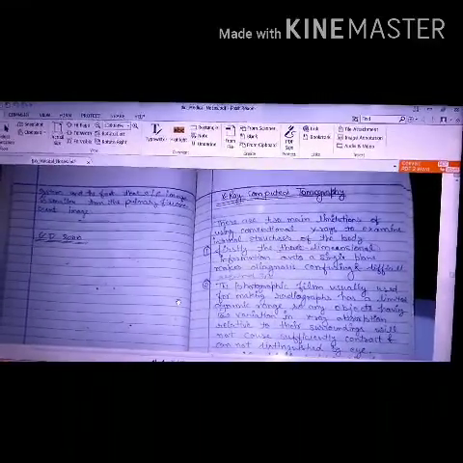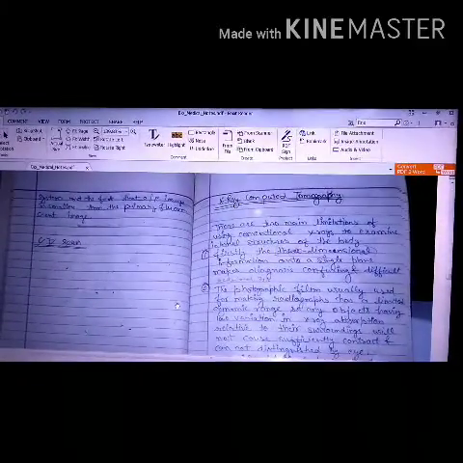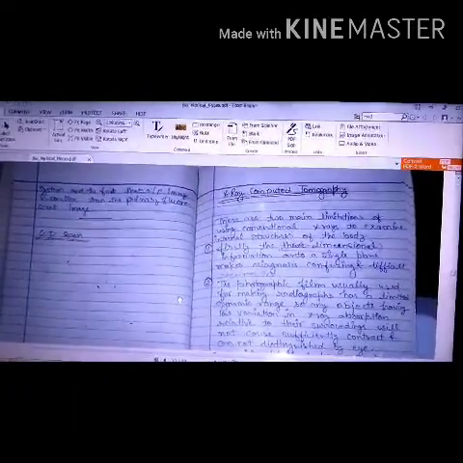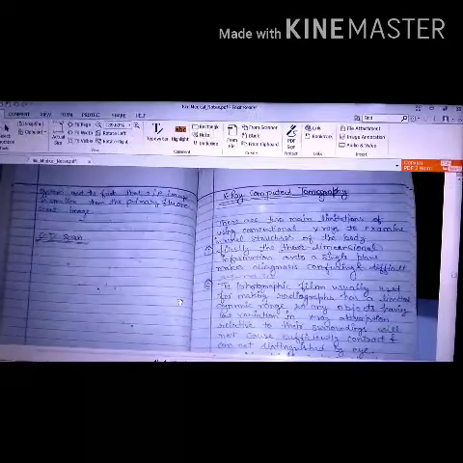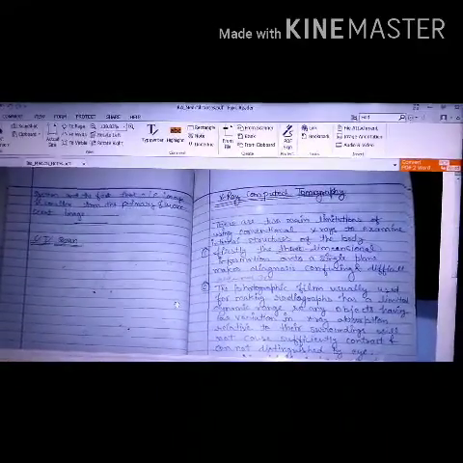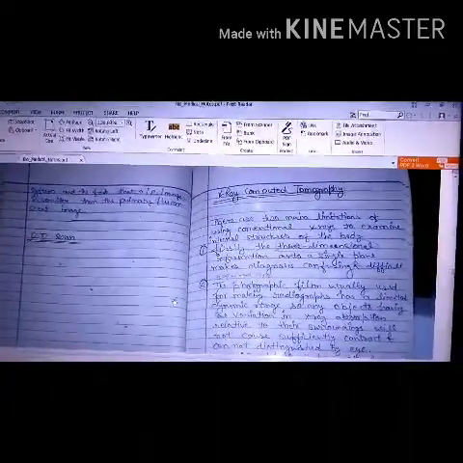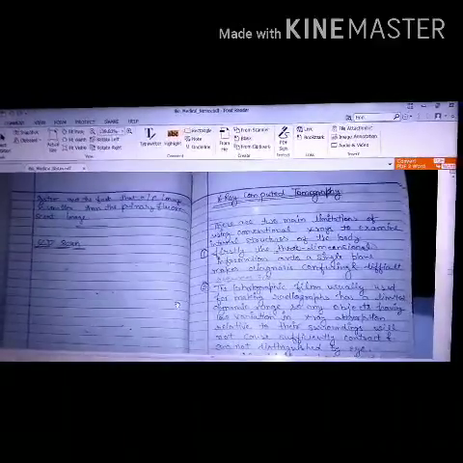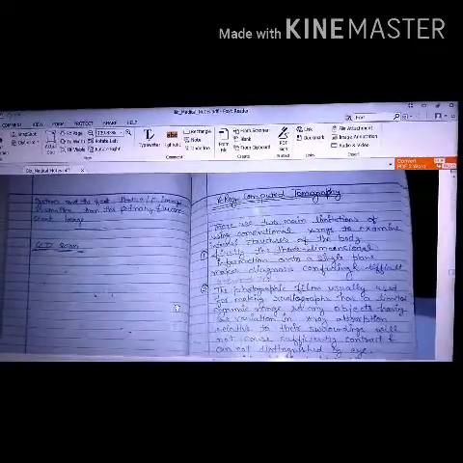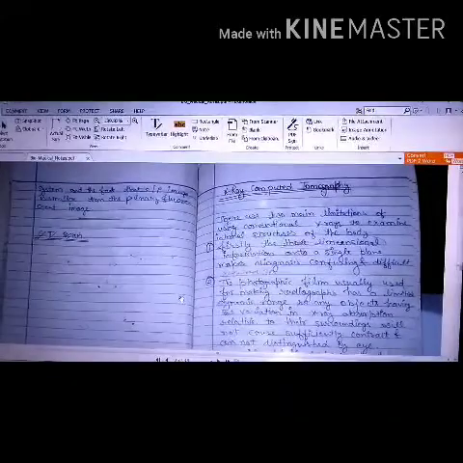Because of these disadvantages, a new method for diagnosis and detection of human tissues needed to be invented. This method is X-ray computed tomography, also famously known as CT scan. So let us start the lecture by observing what were the deficiencies or disadvantages of X-ray. Two limitations of X-ray.